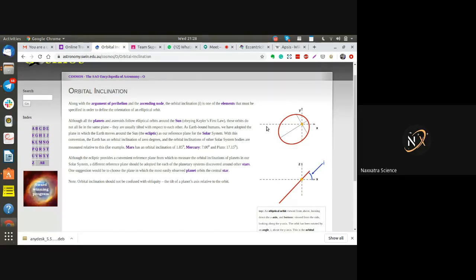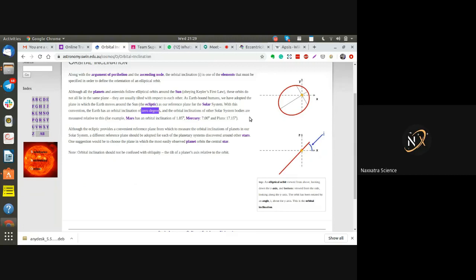So we have adopted the plane in which the Earth moves around the sun as our reference plane. And with this convention, the Earth has an orbital inclination of 0 degrees. So you get it. Mars is 1.85, Mercury is 7 degrees, and Pluto's is a very high 17.15 degrees orbital inclination.